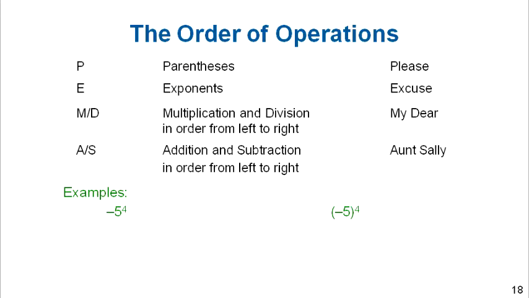Now, let's look at these two problems. Many students say that the answer to both of them is positive 625 because many students think that both of these problems are telling you to multiply negative 5 by itself 4 times. However, the order of operations says that, in the problem on the left, only the 5 is being raised to the 4th power. Depending on how you look at it, the negative sign in the problem on the left has to do with either multiplication or subtraction, and that means that we need to deal with it after we deal with the exponent.